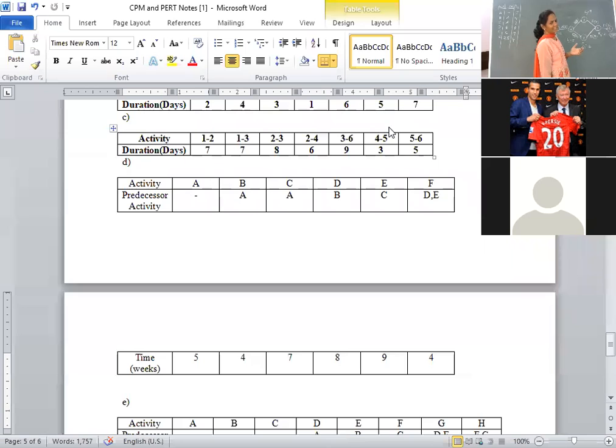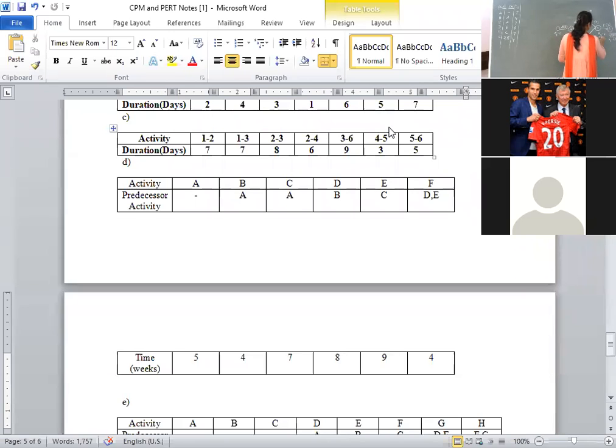Backward pass. The backward pass says earliest finish is equal to latest start. Whatever the terminating node value, it remains L6. That is, E6 value is 25. L6 value is 25 itself.